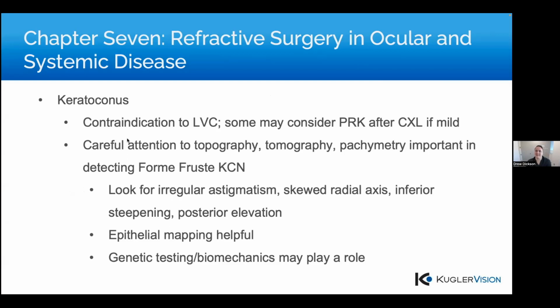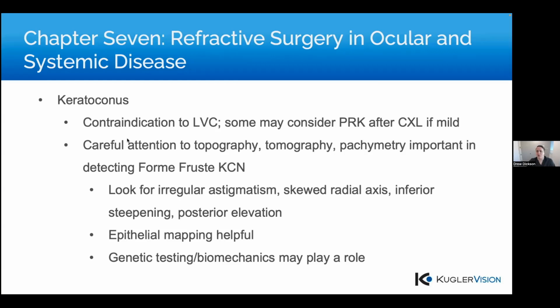Keratoconus, probably the most important thing to screen for aside from dry eye issues prior to laser vision correction. Keratoconus itself is considered a contraindication to laser vision correction. So if you see someone with frank keratoconus, they should not have surgery on their corneas. Some people will consider doing something like PRK on patients who have keratoconus if they've had cross-linking and the cornea appears stable. Not everyone does that. There's mixed camps on that, but you may come across people who will consider doing that.